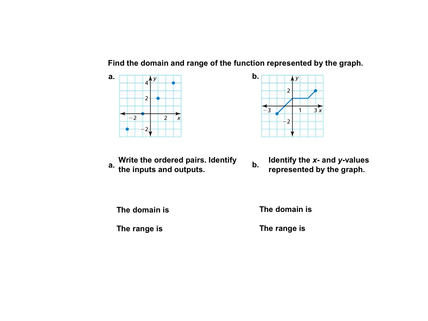So let's look at example A. They want us to find the domain and range of the function represented by the graph. Now, for A, they want us to write the order pairs, identify the inputs and outputs, the domain, and the range. So, this is a dotted line, so the domain and range is going to be with the squiggly line. So I'm going to start with the domain, and I'm going to write the squiggly for the range.